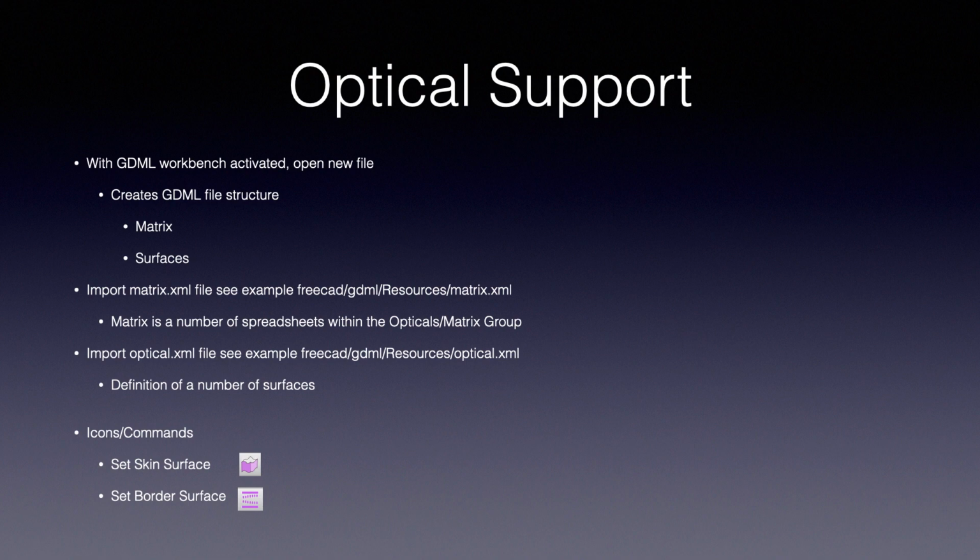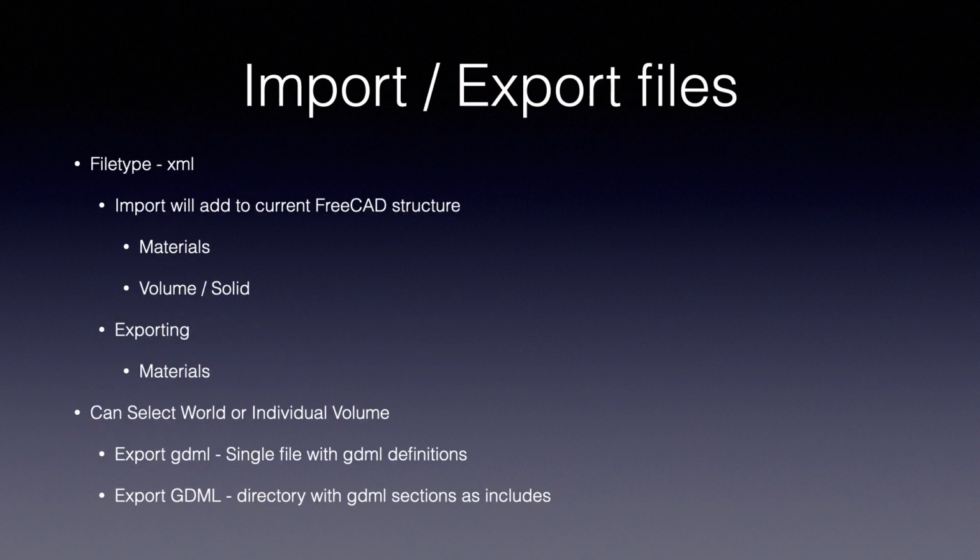Optical support. We did have a request to add optical support, which we have done, but it does involve creating a couple of external XML files. You put your matrix definitions in an XML file, and when you import that file, it will create spreadsheets within the optical section of the model. You have to do a similar thing for the surfaces. You create an external XML file with the surface definitions and then import those. Having imported the XML files, you can then use the Workbench facilities to set a skin surface or a border surface for any of the volumes within the design.